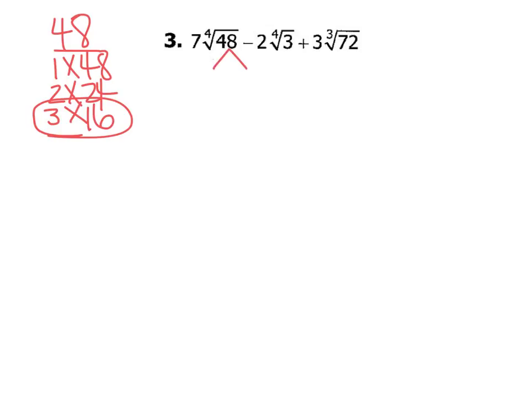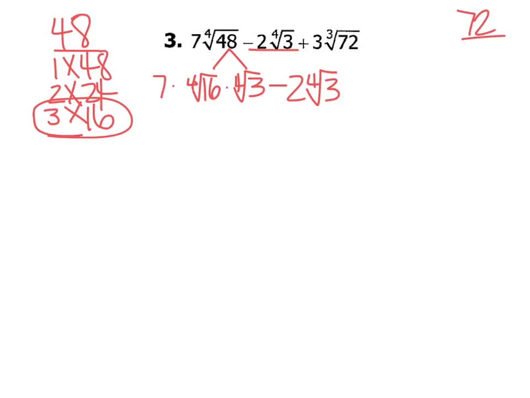So break it down to the fourth root of 16 times the fourth root of 3. Don't forget to bring down that 7. Then rewrite this. We can't simplify that any further, so minus 2 times the fourth root of 3. Then we want to try to break down the third root of 72. So look for factors of 72 that are perfect cubes.